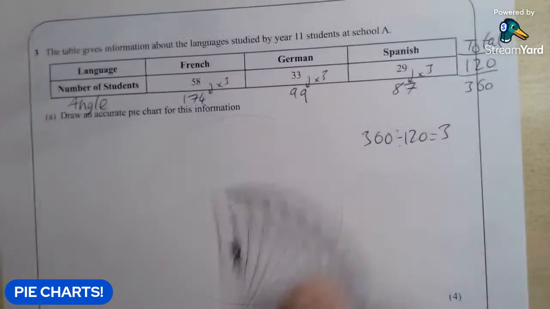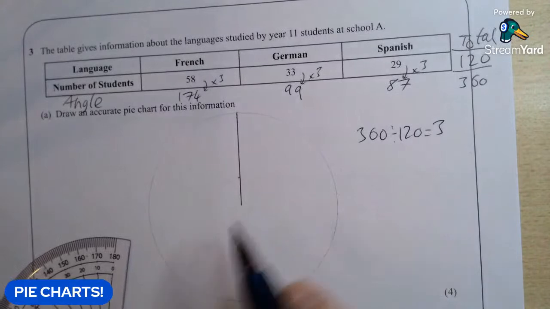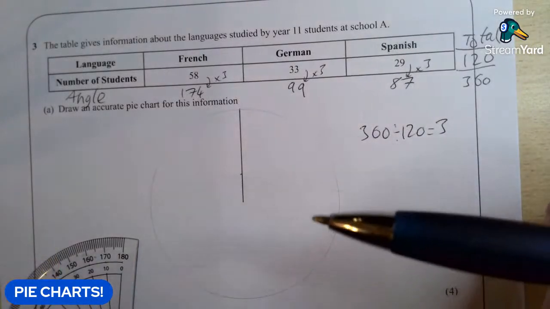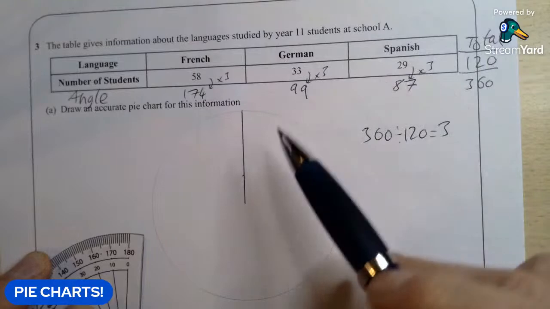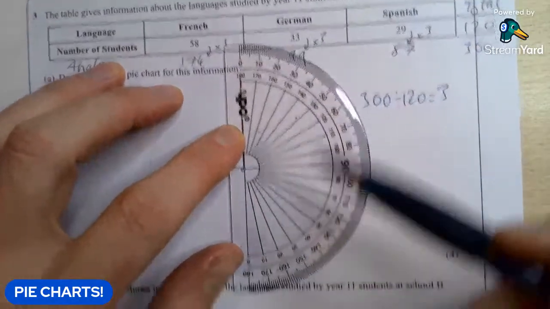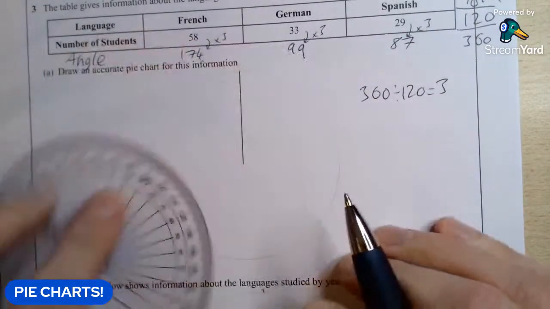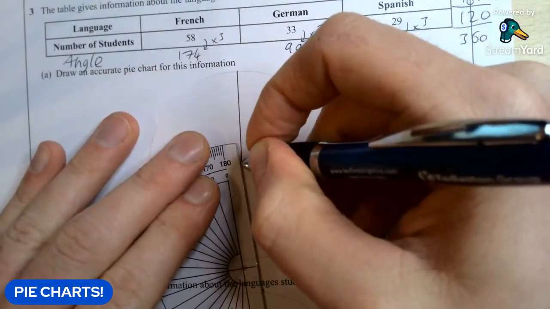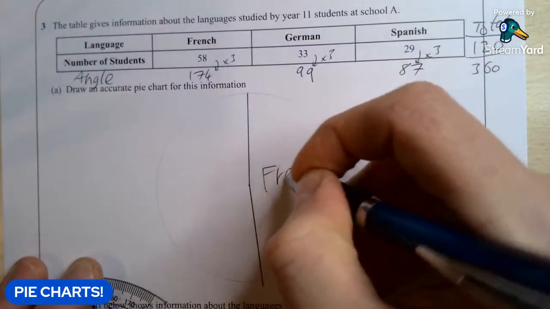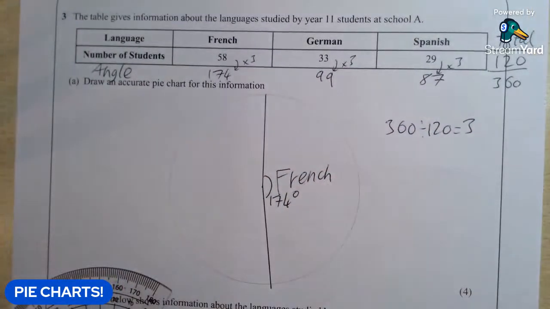So then, protractor time. Just to make it easier to see, I'm going to go over this line here. That is the radius. Normally they do put the radius in for you. That's standard. I'm just going to draw my angles. It doesn't really matter which order you do it in, it still looks the same. So 174. Put your protractor here, start at 0, follow it all the way around until you hit 174, which is there. Then draw a line here. I always label that one French, and then the angle there, 174. You don't have to write the angle, but it keeps it easier.